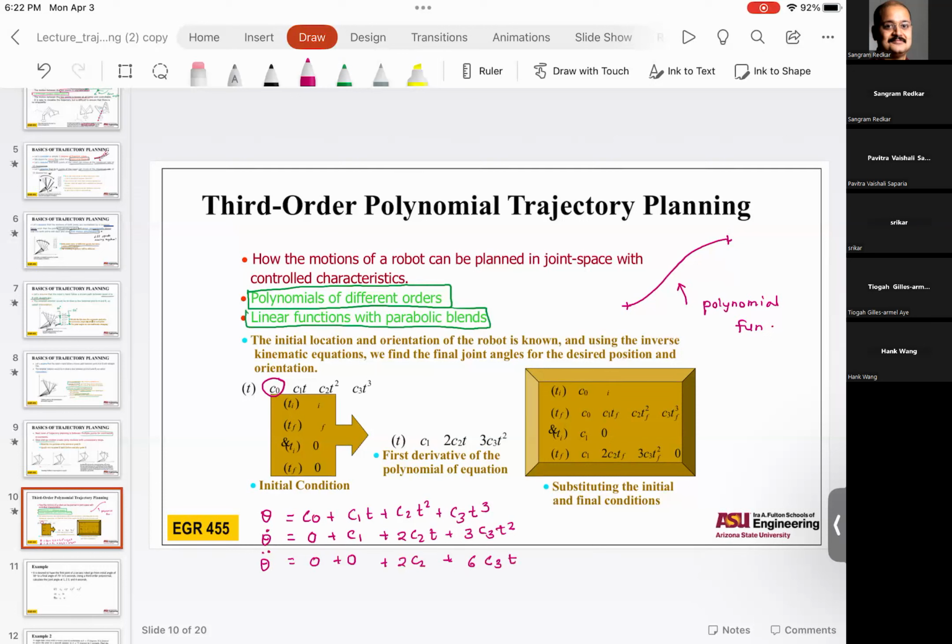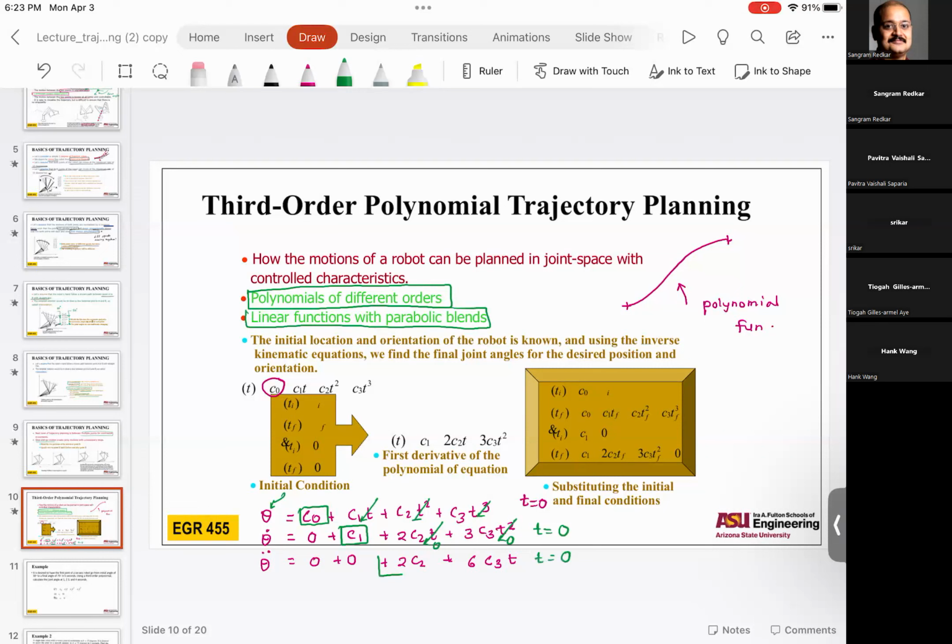Now check this out. If I substitute t is equal to 0, this term goes, this term goes, this term goes. So value of theta at time t is equal to 0 is going to give me the value of C0. Then if I want to find out the value of C1, I would substitute the value of theta dot at t is equal to 0, and I would get value of C1.